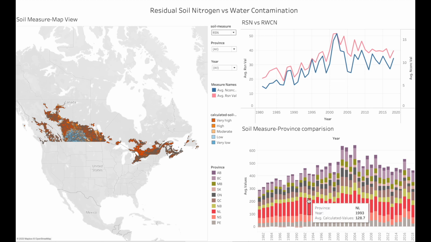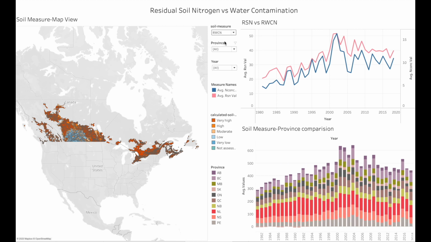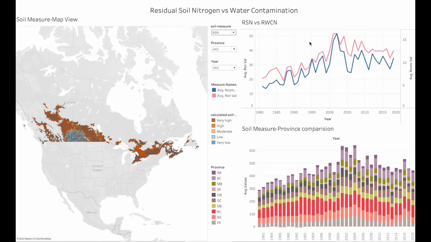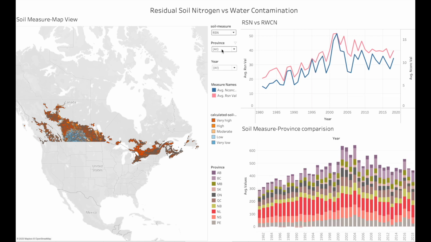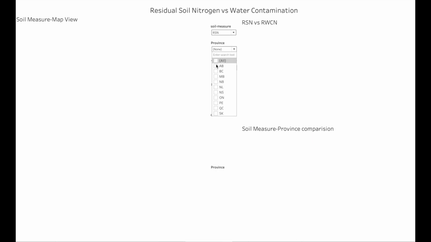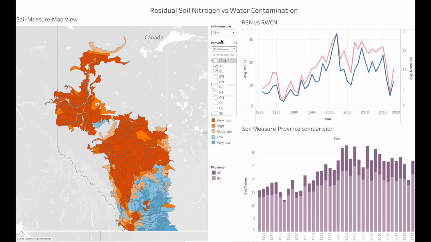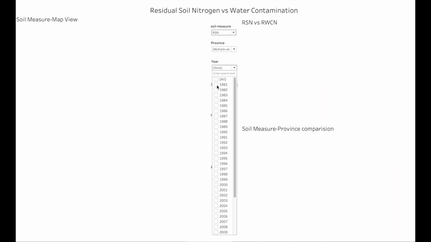The stacked bar chart provides us with the contribution of each of the provinces towards the overall factor over the years. We can also use the filters to visualize the residual soil nitrogen levels or the water contamination by nitrogen levels across the provinces. Similarly, we can also brush over the line graph to see the corresponding values change in the map and the bar charts. We can also select between multiple provinces to compare and contrast them for specific years.